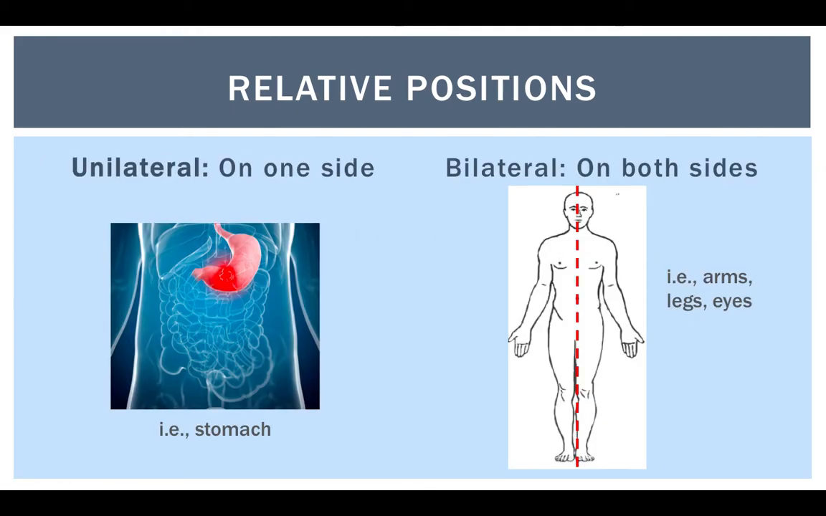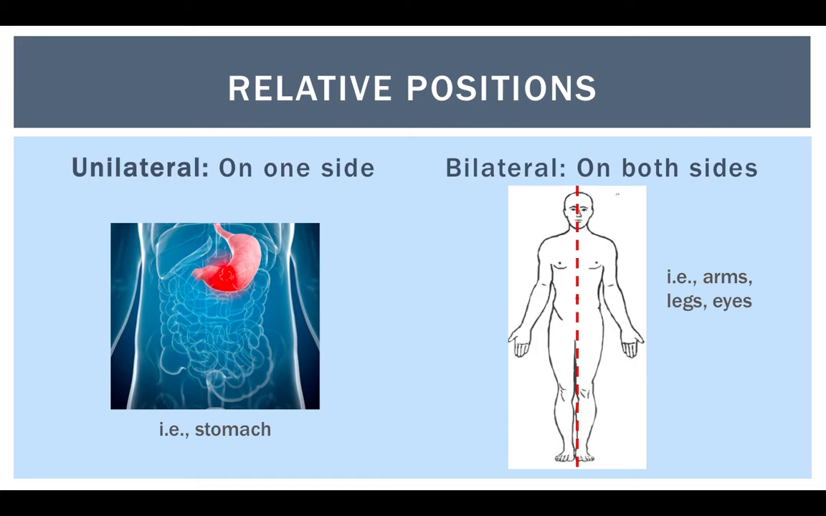Unilateral means on one side. Bilateral means on both sides. So the stomach is a unilateral organ. You only have one stomach, and it's on the left side of the body. Bilateral would be on both sides. So these are things like arms, legs, eyes, ears, as long as you have both of them.